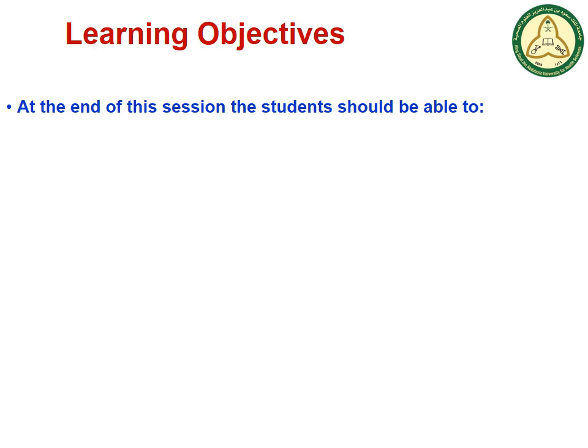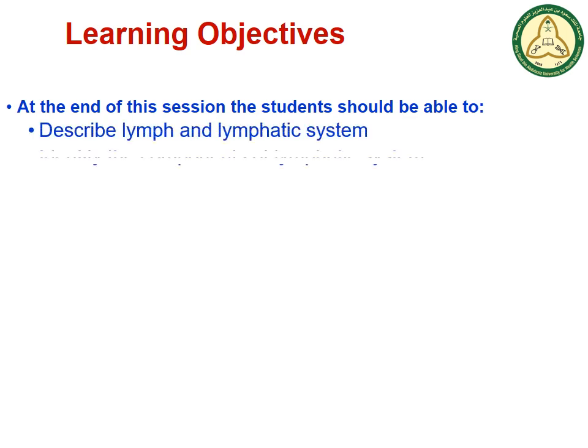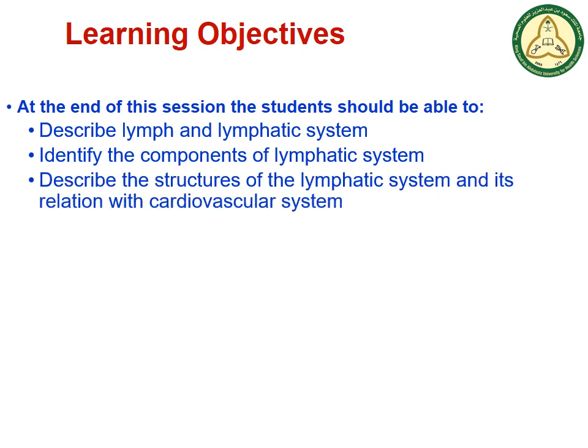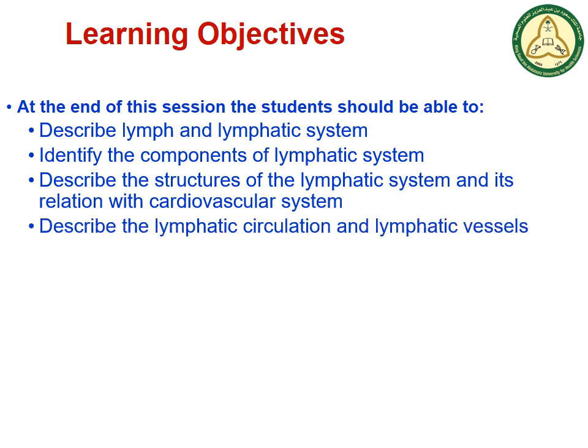At the end of the session, the students will be able to describe lymph and lymphatic system, identify the components of lymphatic system, means how it is composed of, describe the structures of the lymphatic system and its relation with the cardiovascular system. So what's the relation between this system and the cardiovascular system, because sometimes we don't differentiate between these two, so this will be highlighted here.